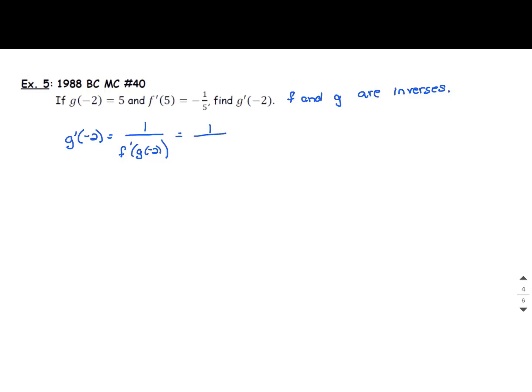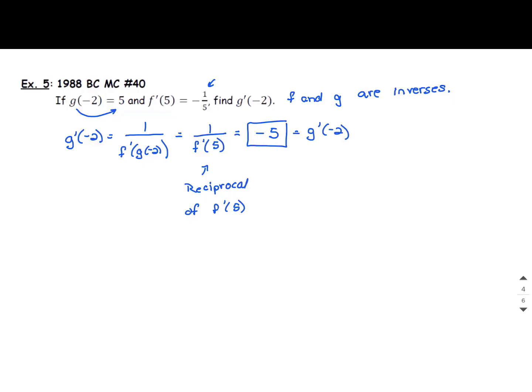Now what is g of negative 2? g of negative 2 is 5, so it's 1 over f prime of 5. So this is just the reciprocal of f prime of 5. And if we know that f prime of 5 is negative 1/5, then its reciprocal is negative 5. And that is the derivative of g at negative 2.